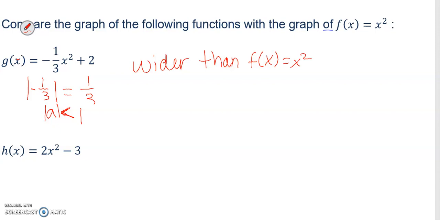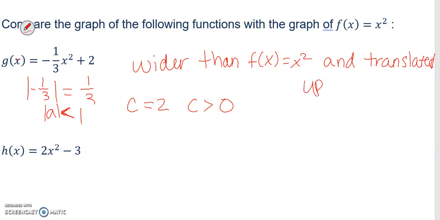And now we're going to look at our c value to see if it's translated up or down. So our c value is 2. So c equals 2, and c is greater than 0. So when c is greater than 0, that means it's translated that many units up. So wider than f of x equals x squared, and translated up 2 units.